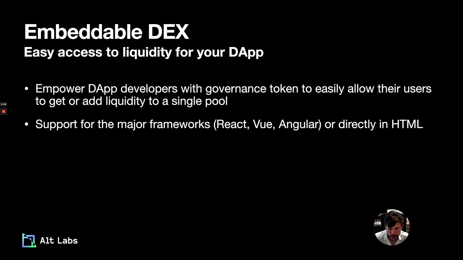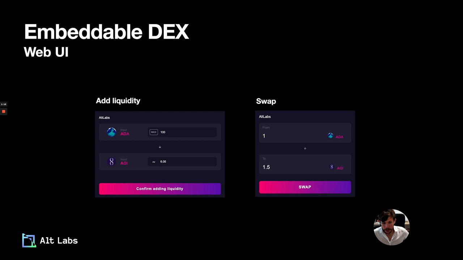This is very important because of the economy that you're trying to build as a DApp developer, because you're focused more around building that ecosystem around your DApp rather than just building the DApp that has some features on the front end. This is the web UI that you can use as default, but you can also change the web component with custom fields, basically changing colors and so on. As you can see, you have the web component for adding liquidity and the web component for swapping particular tokens.